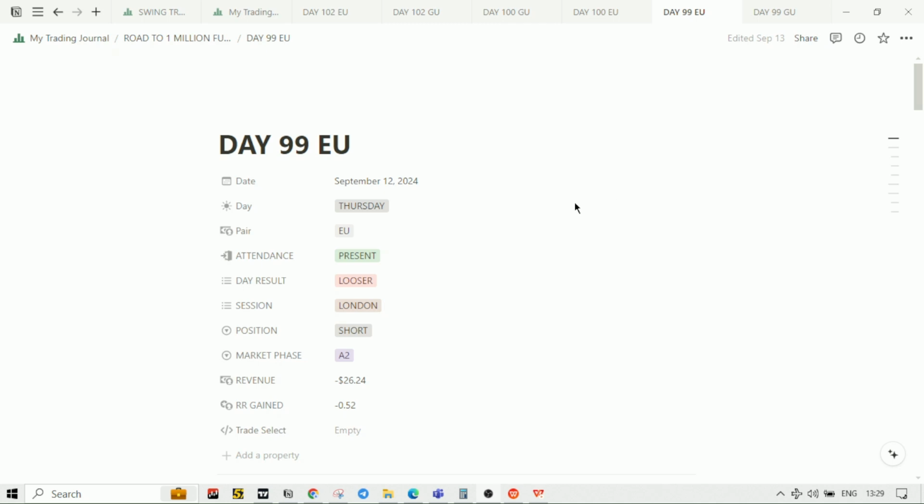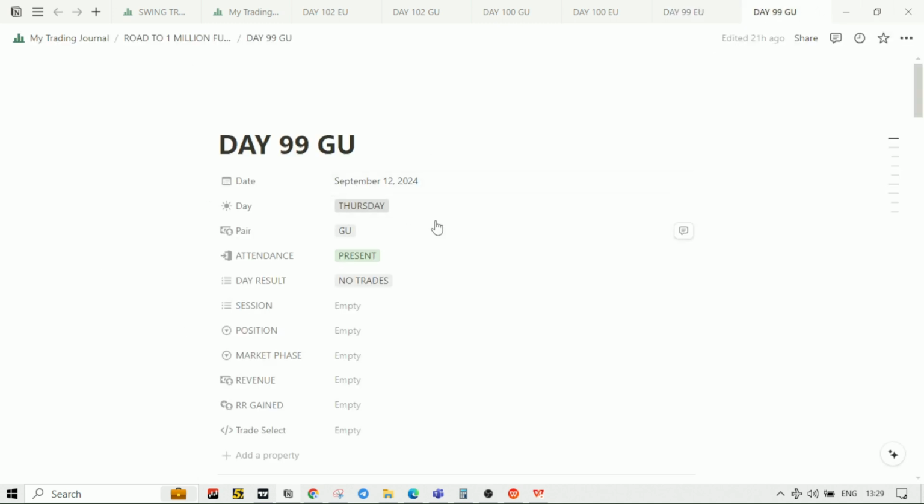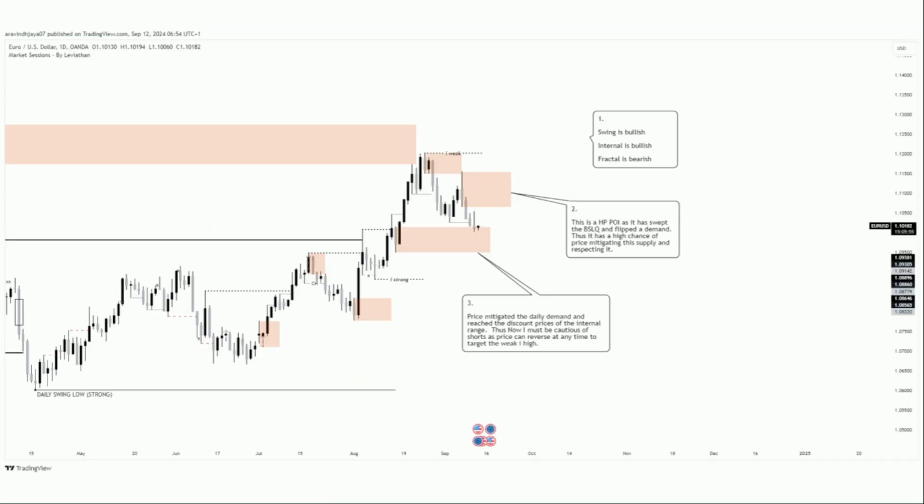So today I'm going to recap day 99 EU. To give you a short overview of what happened today on day 99: I took one losing trade in EU, and in GU there were no trades. So only one losing trade in EU. Let's jump into EU and see what happened on this day.